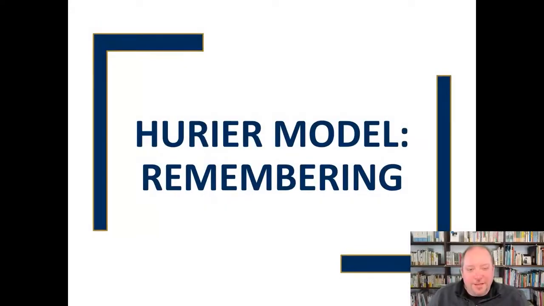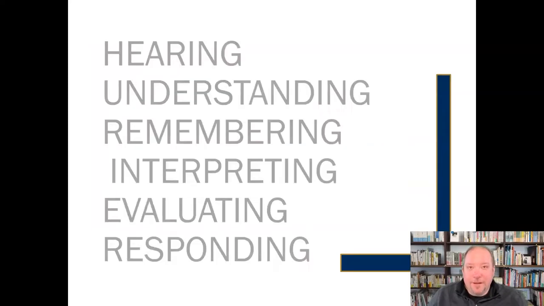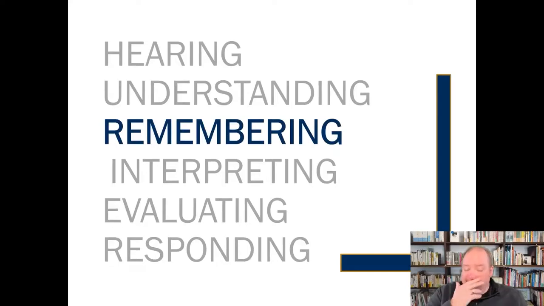In this video, I want to take a look at the next element in the HURIER model. As we've been examining each one independently, now we're ready to take a look at remembering. As you know, there are six elements that we're taking a look at here, H-U-R-I-E-R. They stand for hearing, understanding, remembering, interpreting, evaluating, and responding. So right now we're going to be in that remembering area.